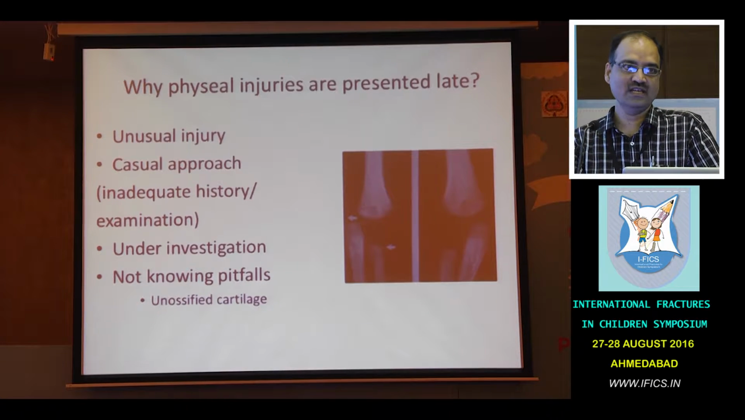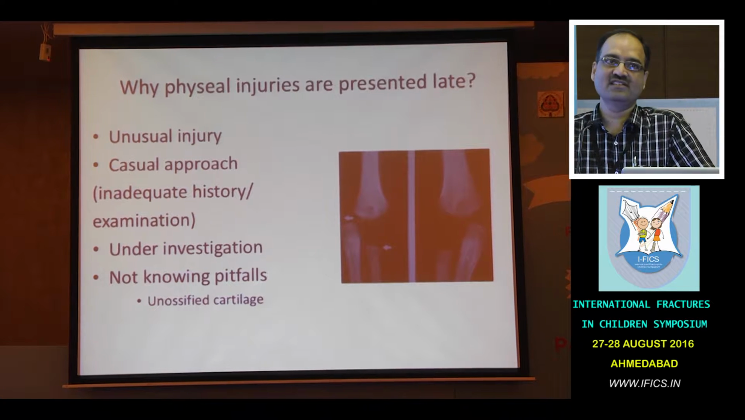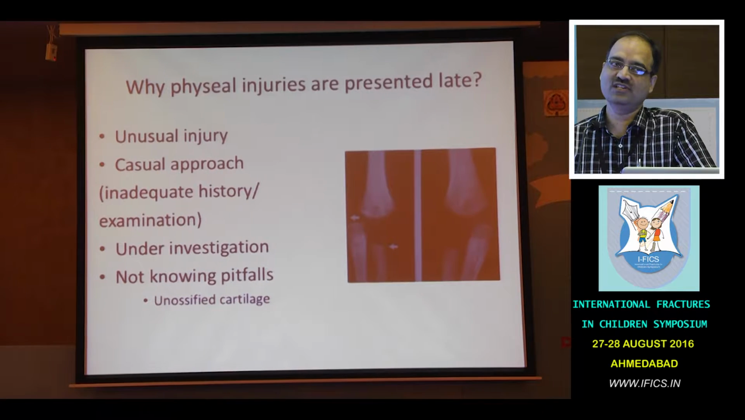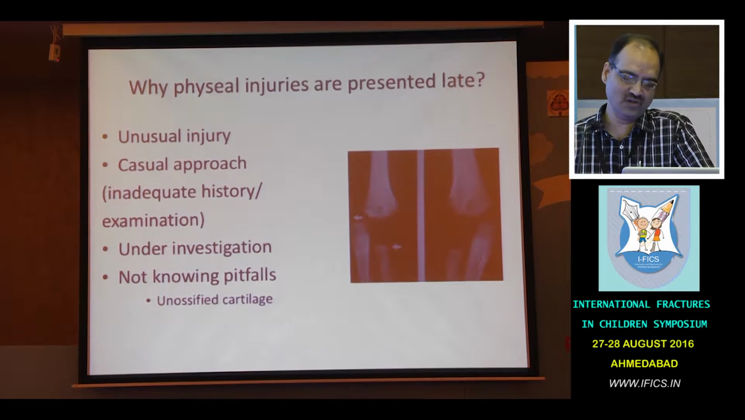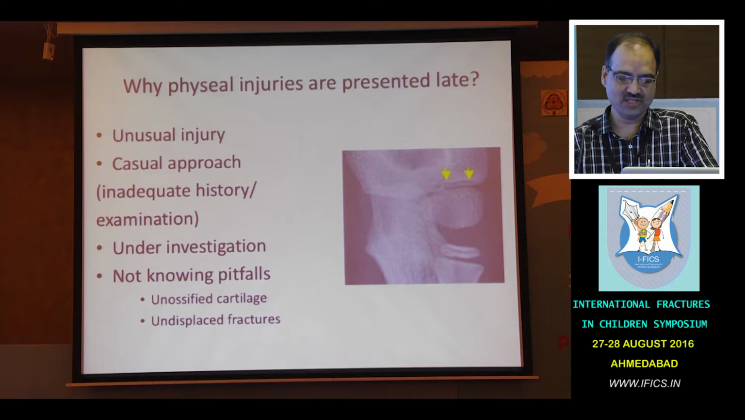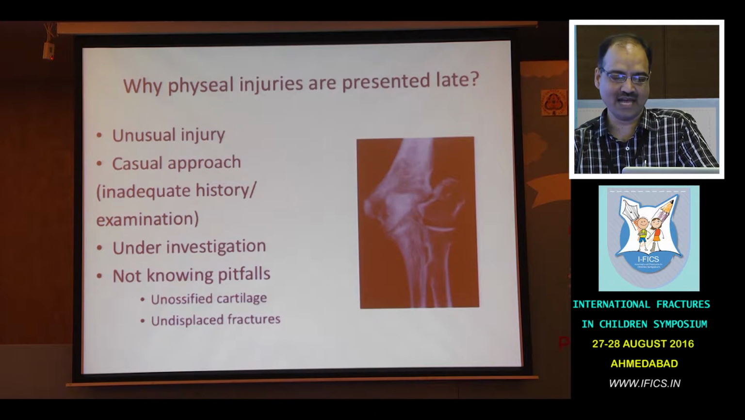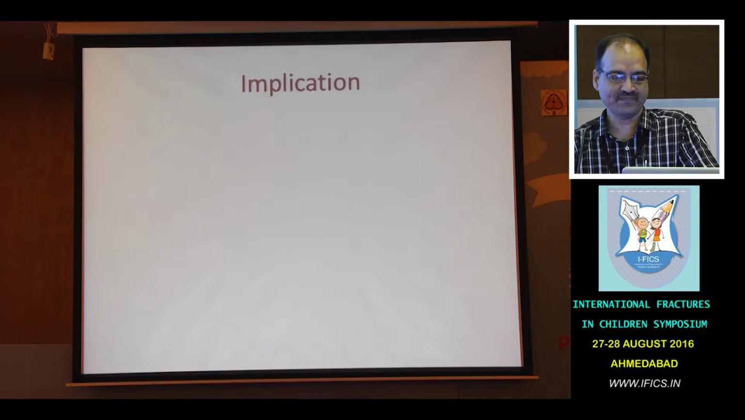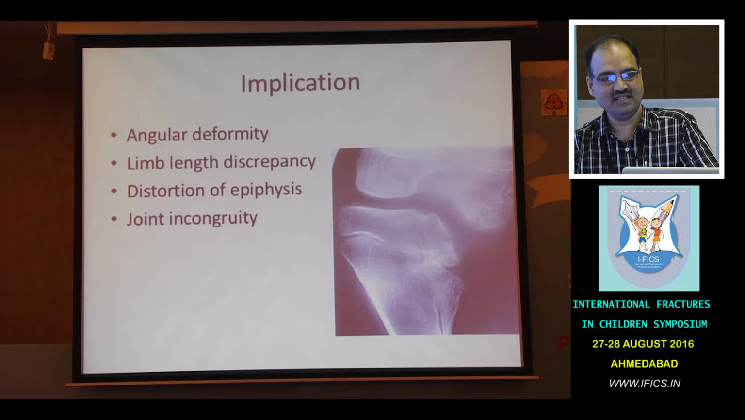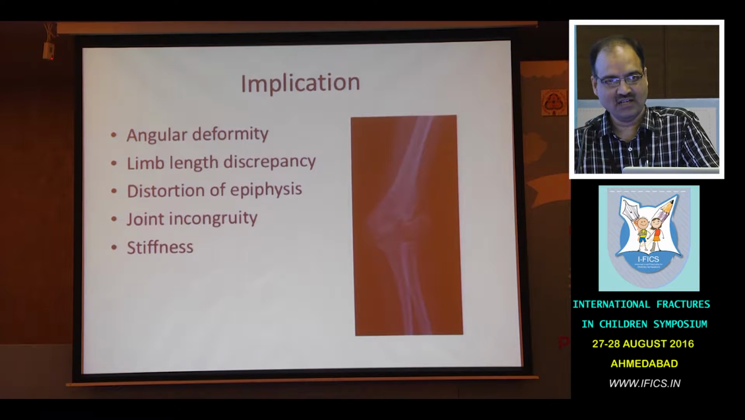Sometimes it is not knowing the pitfall, like the distal physeal separation of the humerus. It's very common, and we see posteromedial displacement, and people will say it's an elbow dislocation. It's not an elbow dislocation, it's a transphyseal separation. And many times it's an undisplaced fracture, so nothing is going to happen for that, but it can lead to disaster. What are the implications? It can lead to angular deformity, limb length discrepancy, distortion of the epiphyses and joint incongruity, or stiffness like a lateral condyle fracture.